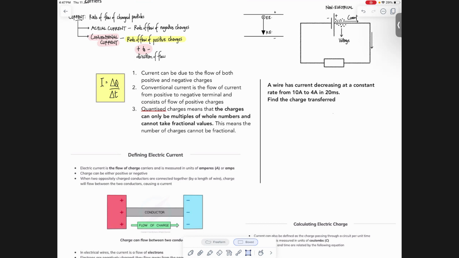Right. Try this question. It's an A-level standard question. So it says a wire has current decreased at a constant rate from 10 ampere to 4 ampere in 20 milliseconds. Find the amount of charge transferred. Try it.